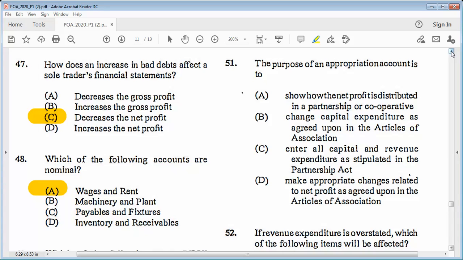B, change capital expenditure as agreed upon in the Articles of Association. C, enter all capital and revenue expenditure as stipulated in the partnership account. Or D, make appropriate changes related to net profit as agreed upon in the Articles of Association. Well, we know our answer is A, show how the net profit is distributed in a partnership or cooperative. So our answer is A.